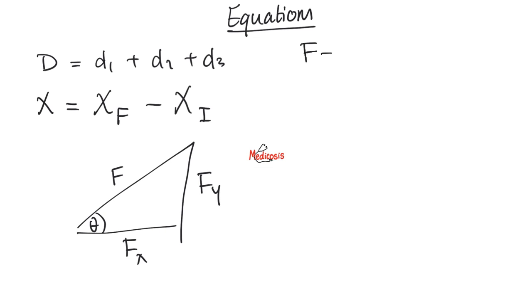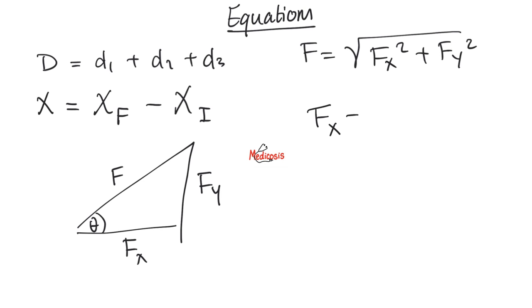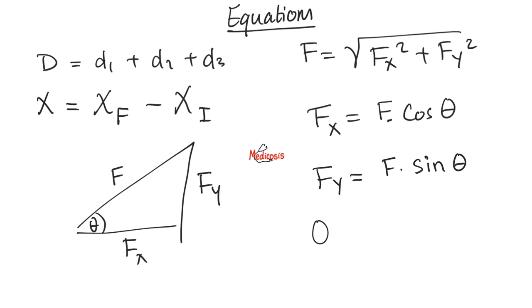How do I find f? Pythagoras, square root of fx squared plus fy squared. How do I find fx? It is f cosine theta. How do I find fy? FYI, this is f sine theta. And how do I find theta itself? It is the inverse tangent of, be careful, y before x. Please don't just look at the screen, but get a piece of paper and write down these equations. From memory, do not cheat.